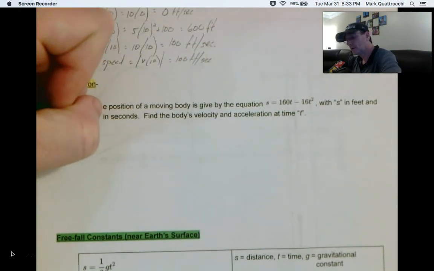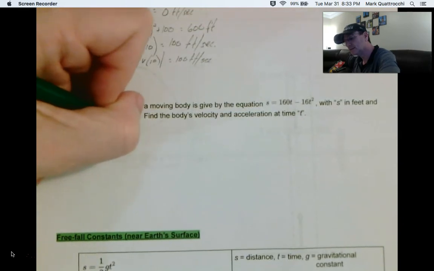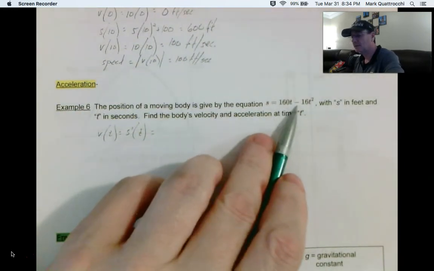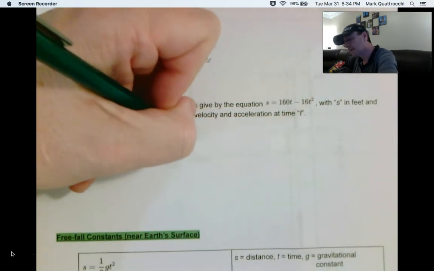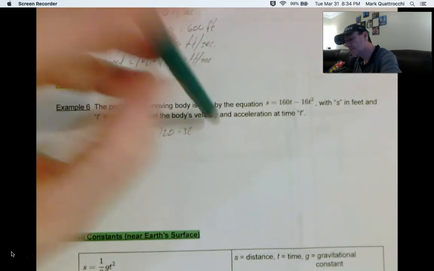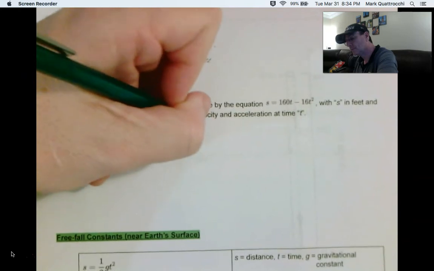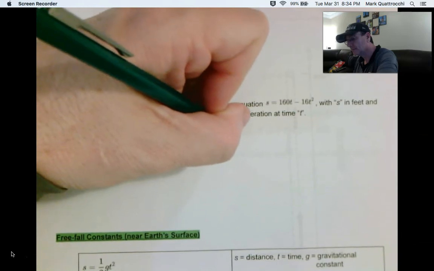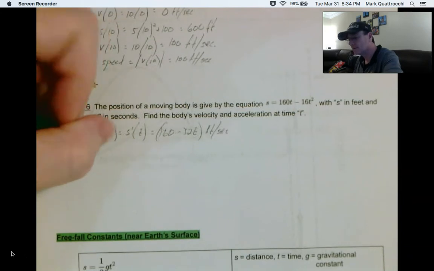So V of t is equal to S prime of t, which is equal to 160 minus 32t. And that is measured in feet per second. That's the first half of our question.